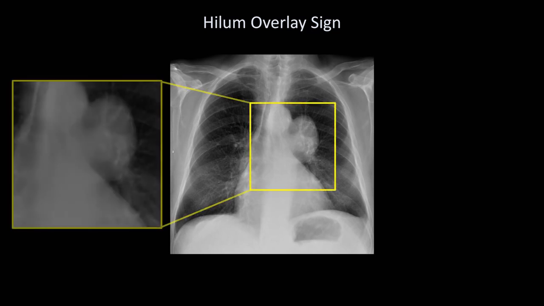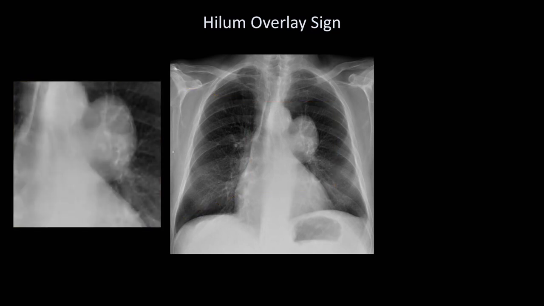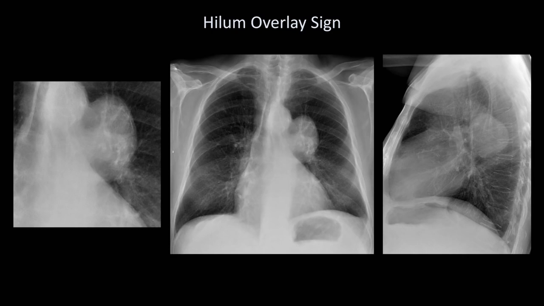If we zoom in on the mass like this, you can still see the outline of the left pulmonary artery. And if we check the lateral film, we see that indeed the mass is posterior to the hilum. To diagnose the cause of the mass, look here. There is a very thin rim of peripheral calcification. That means either a vascular structure or a cyst. In this case, it was a saccular aortic aneurysm.